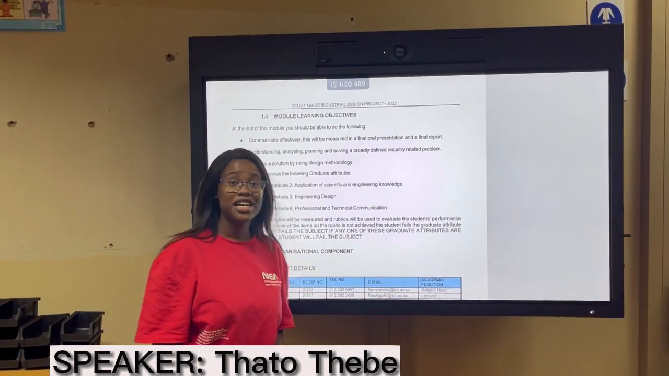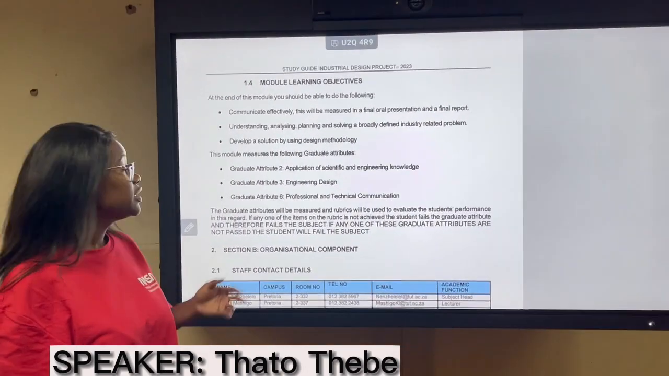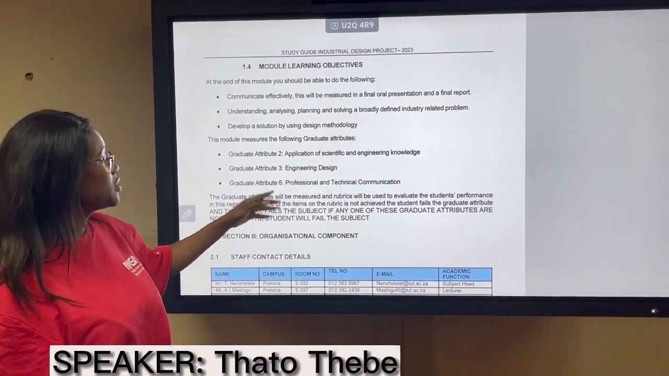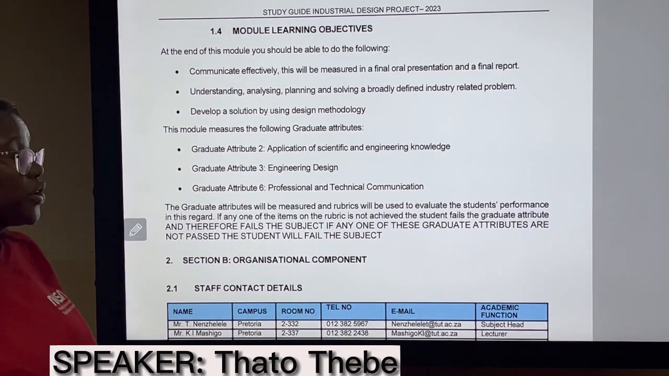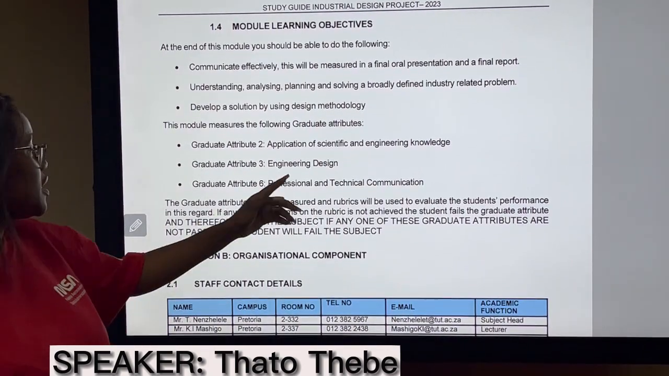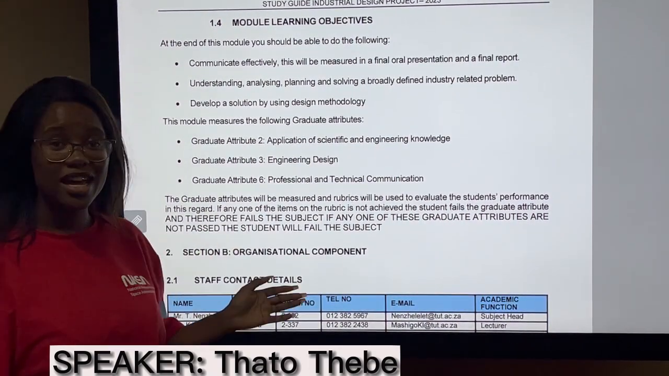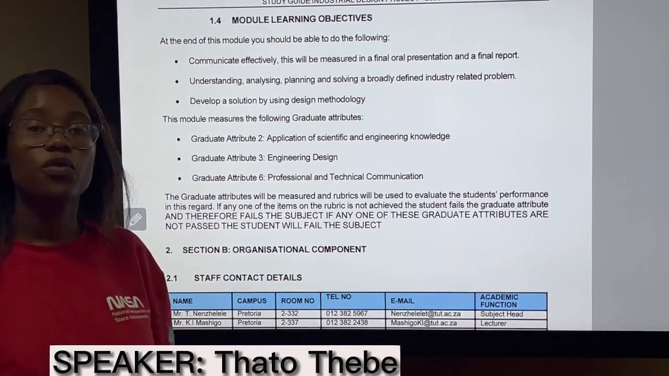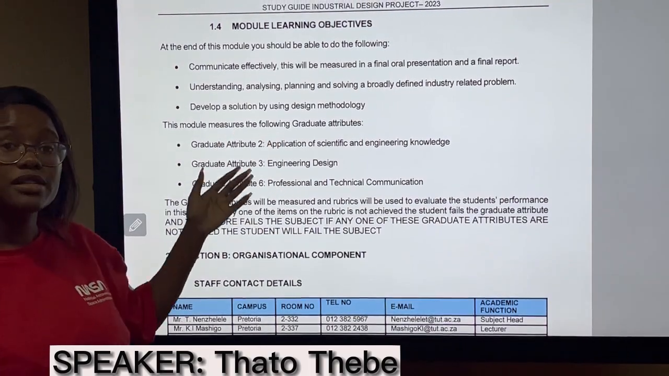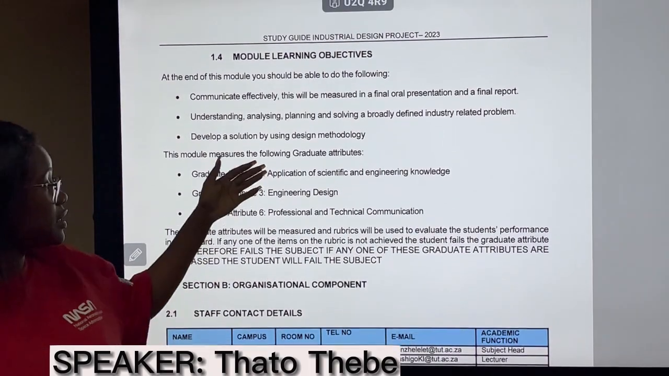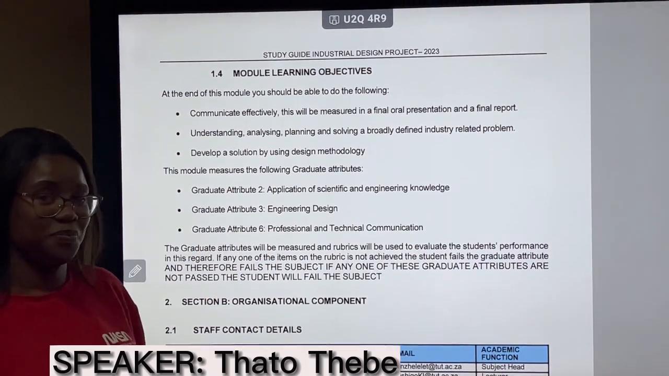Like I mentioned, in our study guide for IDP, we have those graduate attributes. In this module, we focus on graduate attributes number 2, 3, and 6, which you can just call GAs. GA2 is application of scientific and engineering knowledge, GA3 is engineering design, and GA6 is professional and technical communication. This means that in your design project, for whichever company you're going to work at, your design for your product or process must adhere to these graduate attributes. I'm going to share a bit on what they entail.